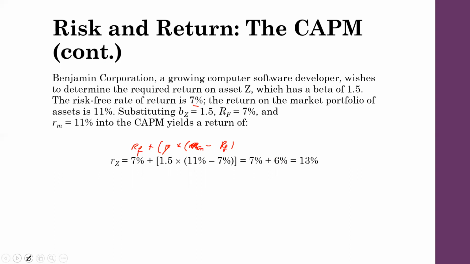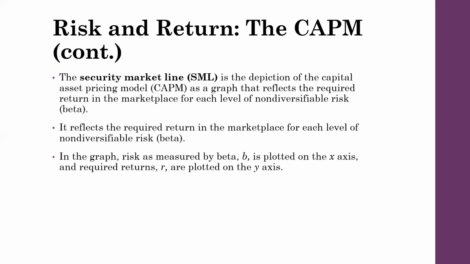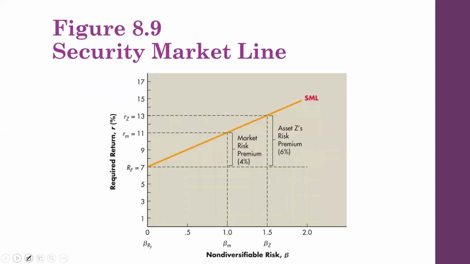See, super simple. Now you have this SML line. It's a depiction of the capital asset pricing model. It's really a graph that is used to measure the required return by plotting the beta on the x-axis and the return on the y-axis. So it simply shows us the risk-free rate, as we saw, is 7%. We plot on this line. At a market beta, the beta should be 1, right?